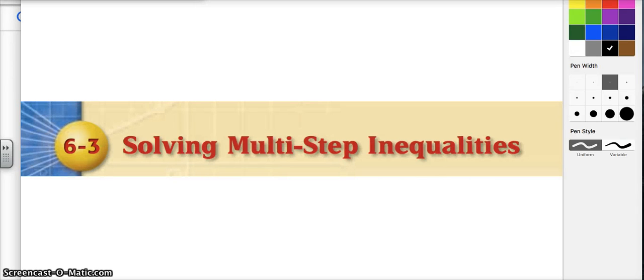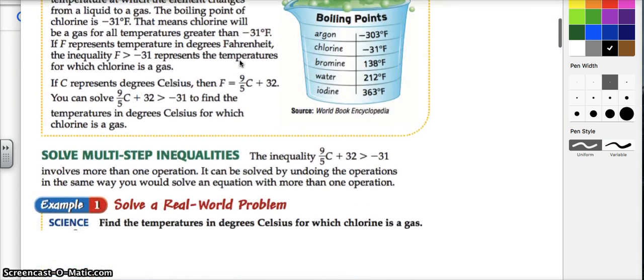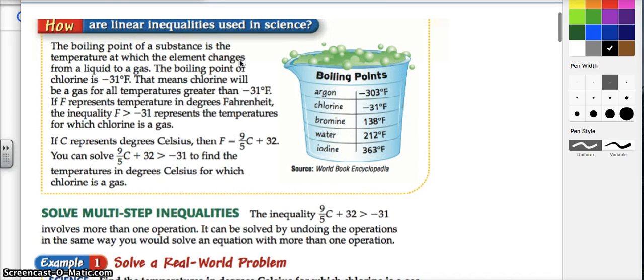Hey Algebra 1, here we are in Chapter 6, and we're looking at Section 6.3. We're still working with the idea of inequalities, but now we're going to be solving multi-step inequalities, which is going to look a lot like what we've been working on before. So here we have some information.